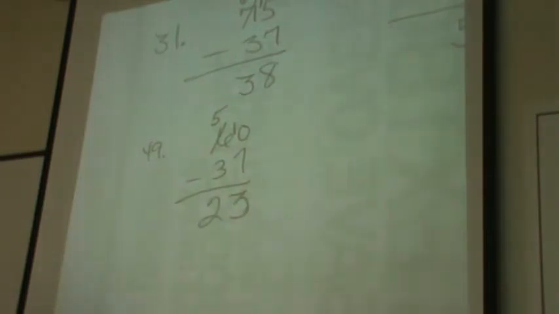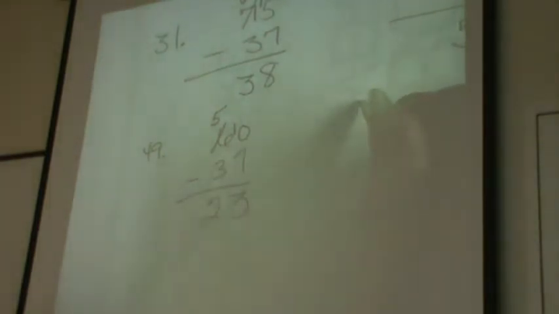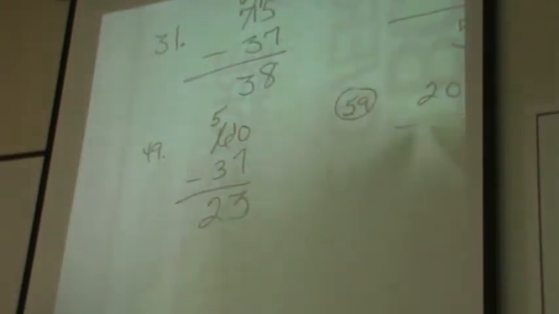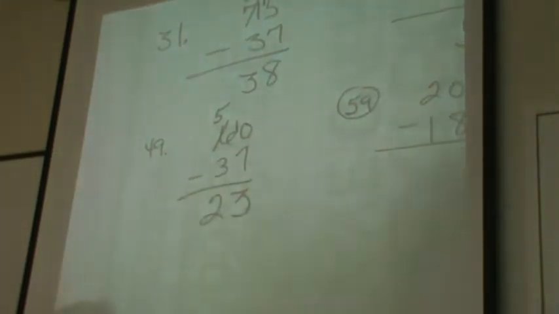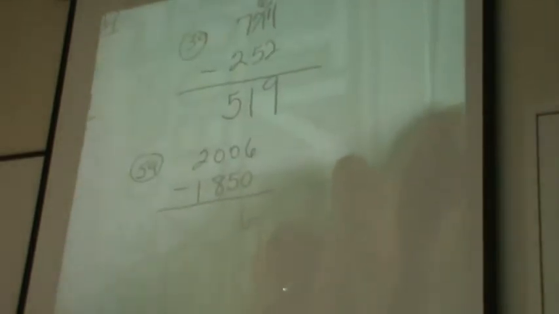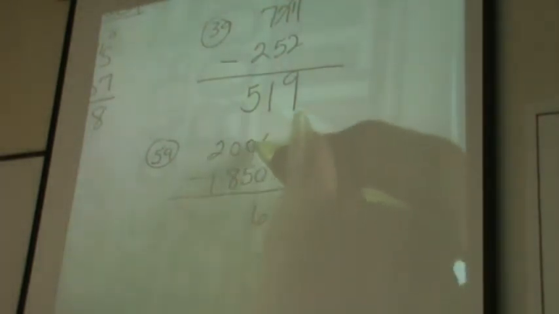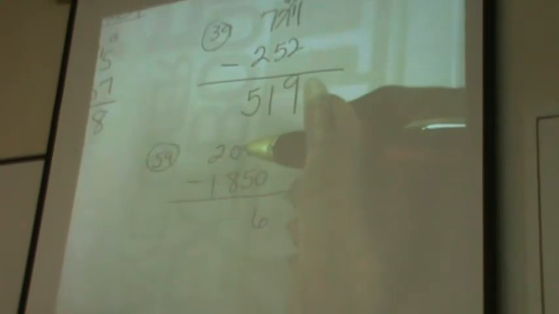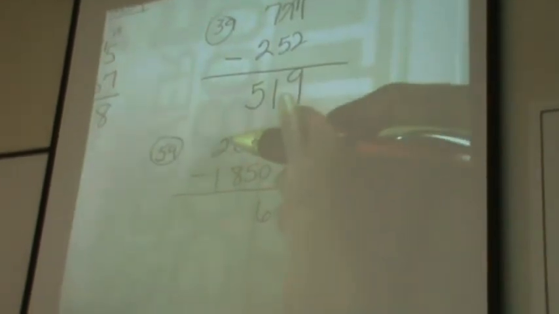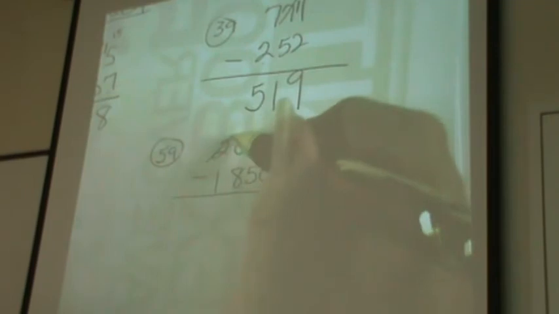Okay, let's do borrowing where we borrow a few numbers. Okay, 59 has 2006 minus 1850. Okay, 6 minus 0 you can do. We don't have enough. Oops, sorry, can't see it. Somebody tell me when that happens. Okay, 6 minus 0. Okay, you don't have enough. You don't have anything to borrow from here. So we have to go all the way back to here to borrow.